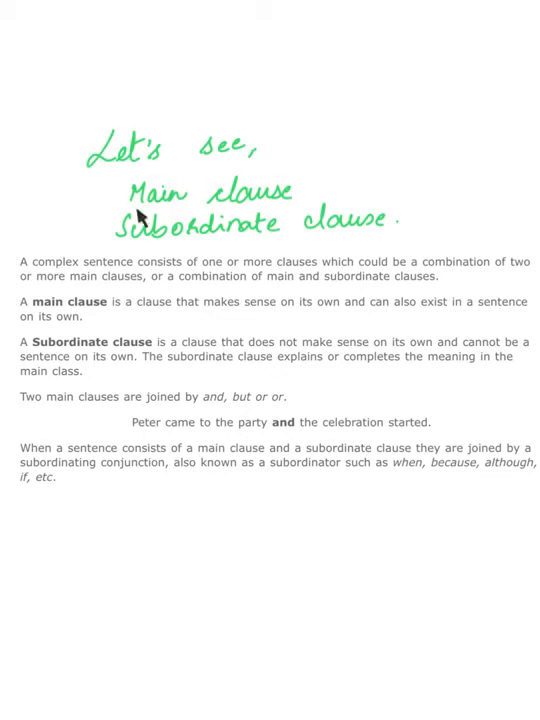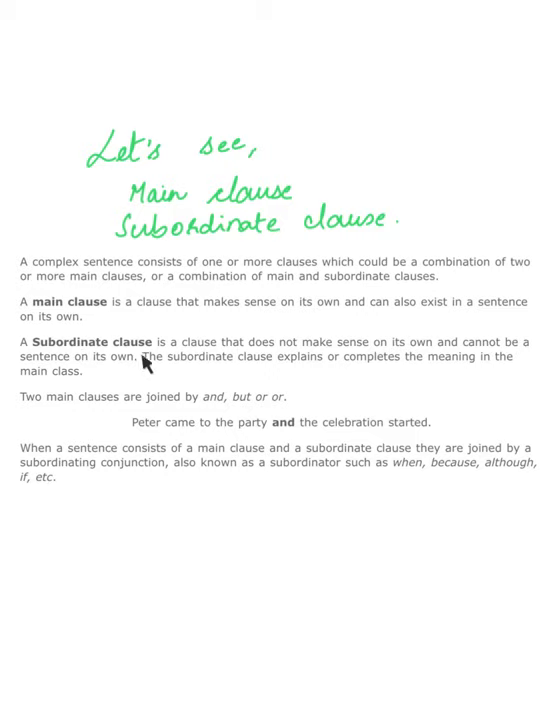Let us see main clause and subordinate clause. A complex sentence consists of one or more clauses which could be a combination of two or more main clauses or a combination of main and subordinate clause. What do you mean by main clause? A main clause is a clause that makes sense on its own and can also exist in a sentence on its own. It is independent clause.